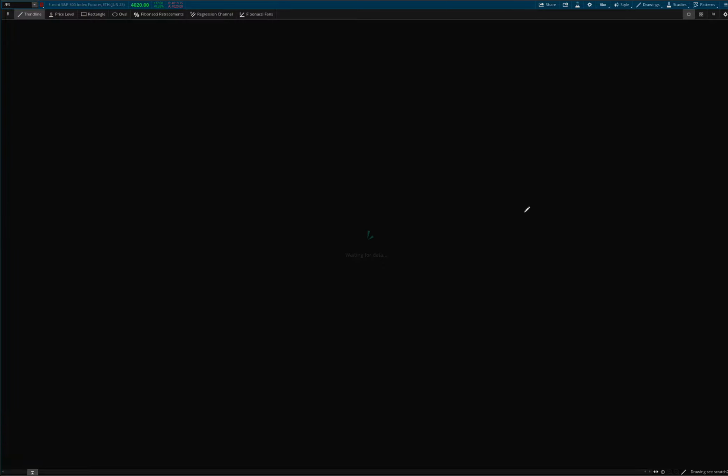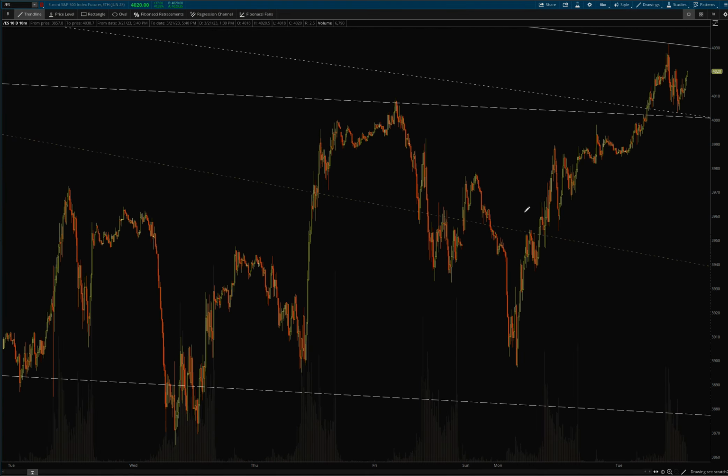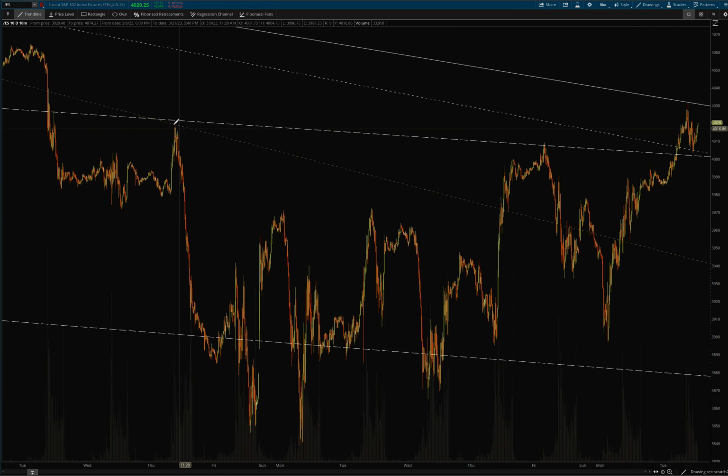And again, this is the same drawing set that you saw from the monthly, and we're just zooming in fractally, and you can see exactly where these things are. It draws the lines slightly differently on the charts, but you can see how on the 10-minute, this is getting just a ton of respect.